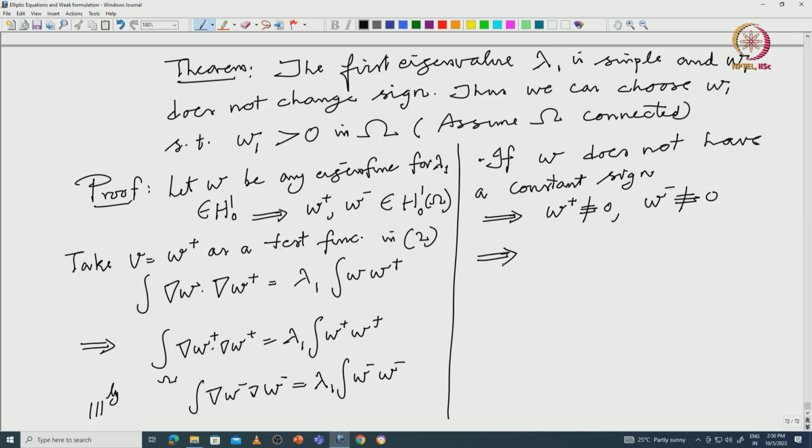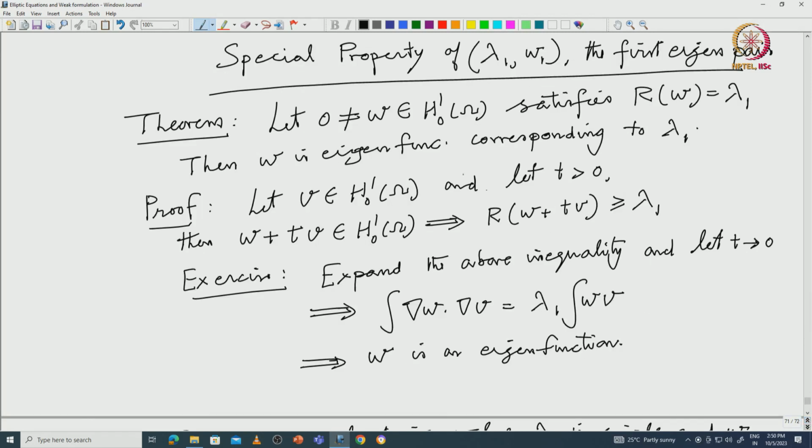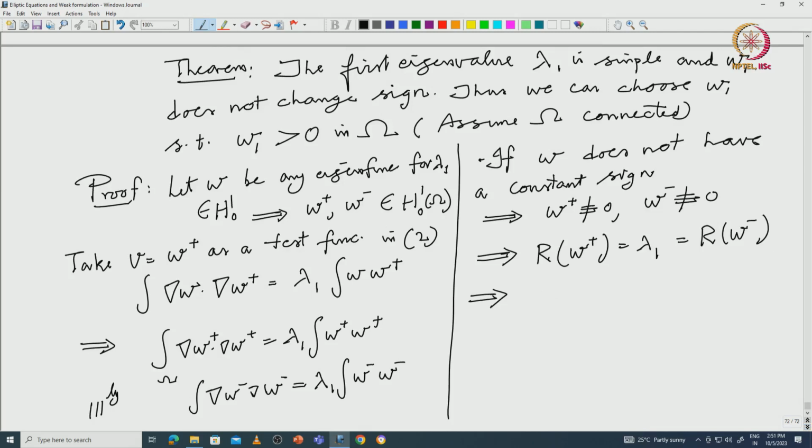So, that will immediately imply that R(W plus) is equal to lambda 1, and that is also equal to R(W minus), as you already get from this inequality. That implies, by our previous theorem, which tells you that whenever there is a function in H1 naught which achieves lambda 1, it is an eigenfunction, which is a contradiction basically. That implies both W plus and W minus are eigenfunctions for lambda 1.